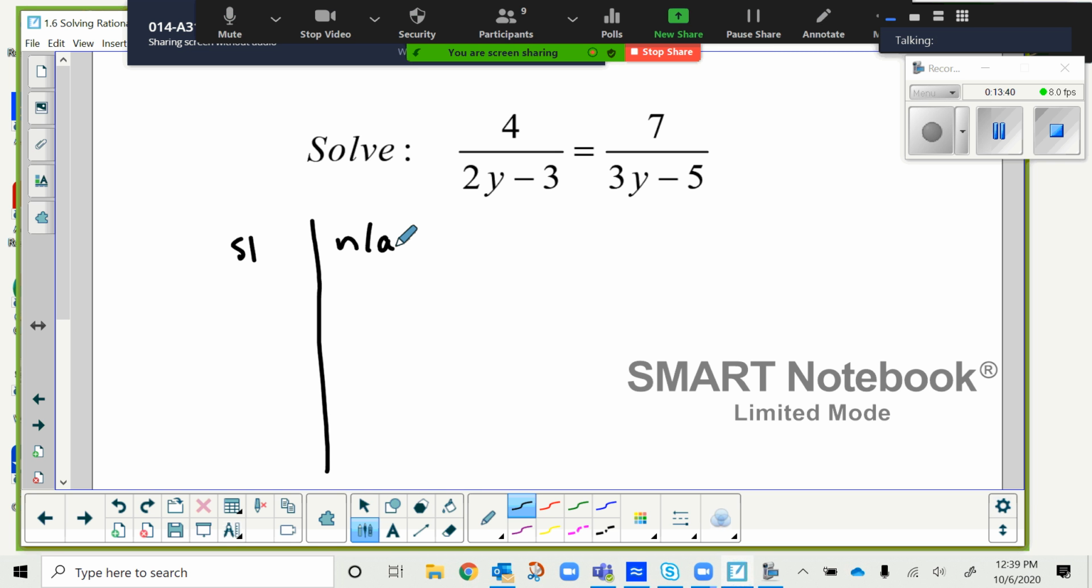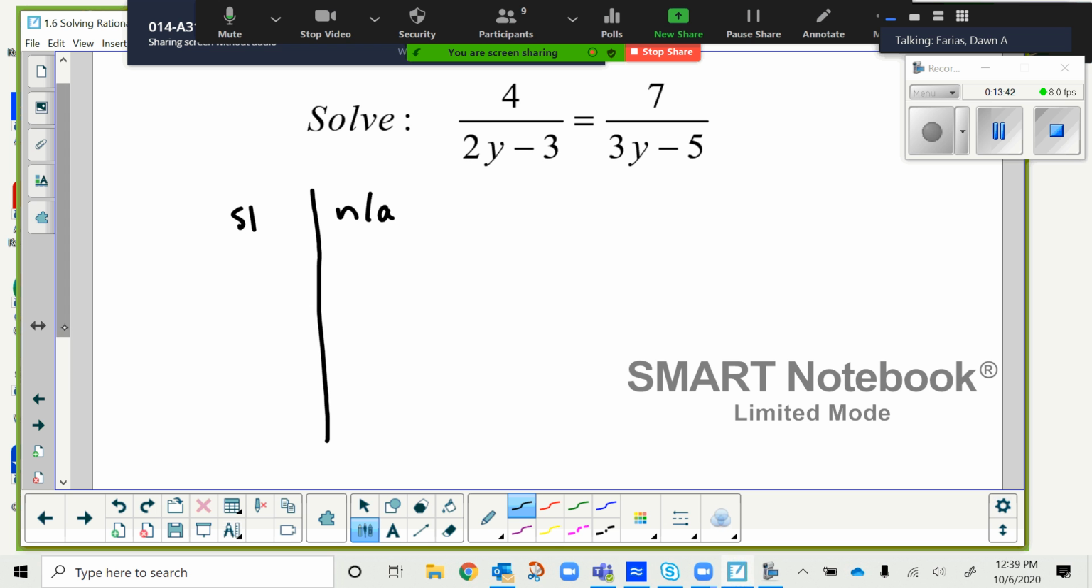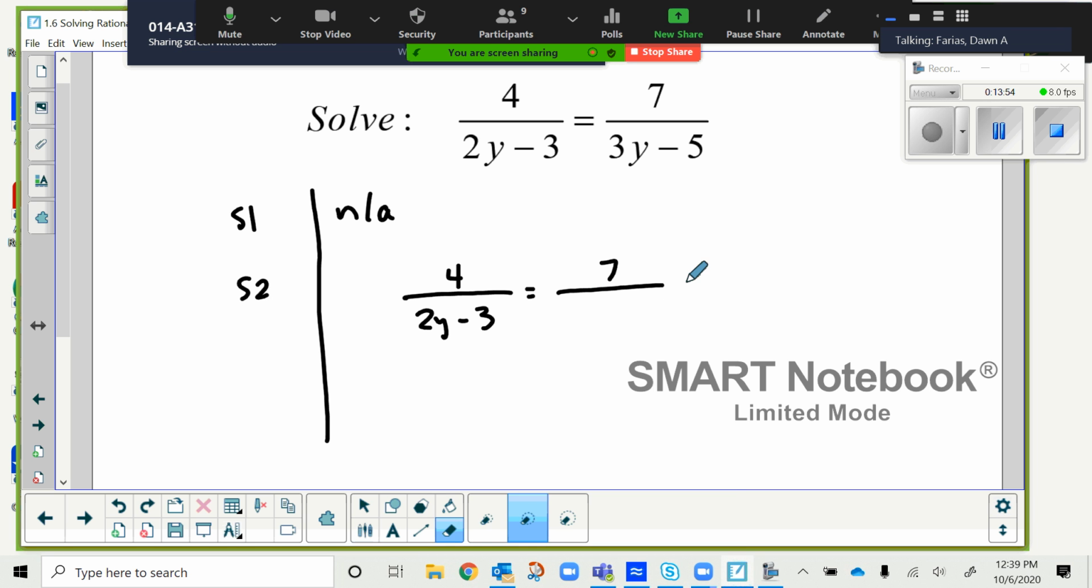Okay? So then we just look at the next step, which says to multiply by the LCD. And the LCD is all the pieces you need to cancel out all the denominators that you have.